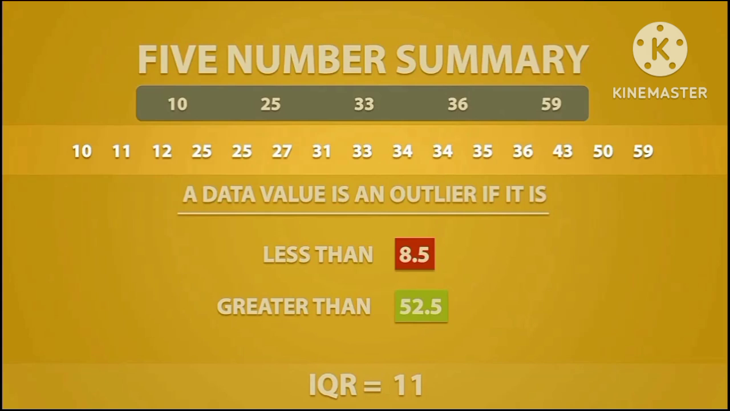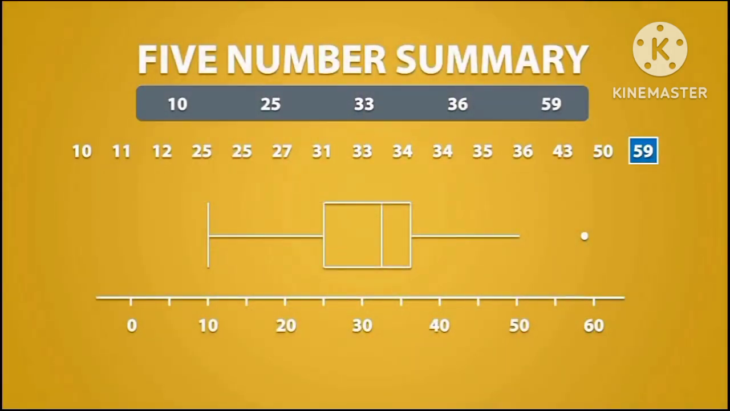So, if we look at our dataset, we see that no values are less than 8.5. However, we do have a value that is greater than 52.5. Therefore, we see that 59 is an outlier. And so, if we make a modified box plot, we write the outlier as that, and the whisker will only extend to the new maximum. In this case, it is 50.